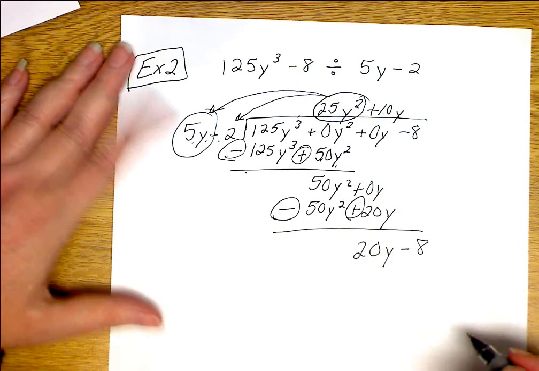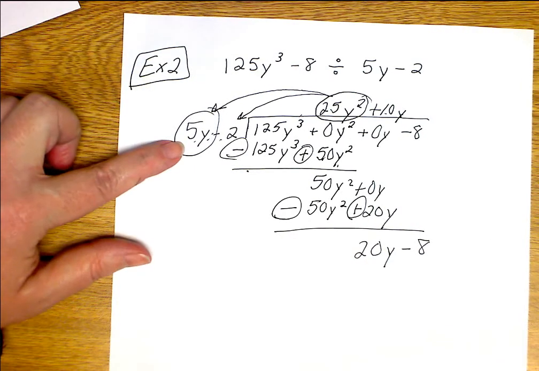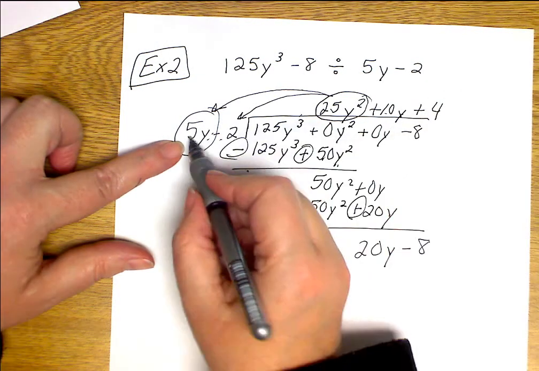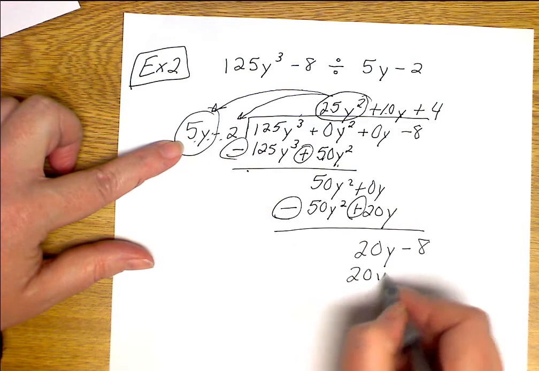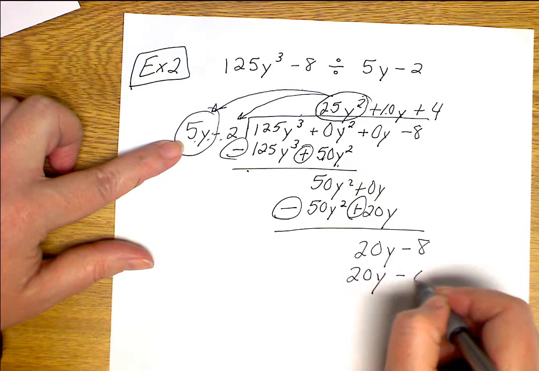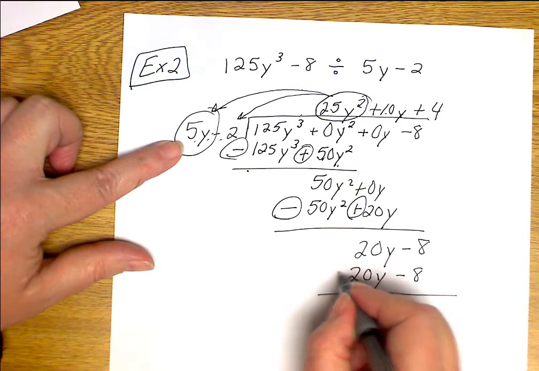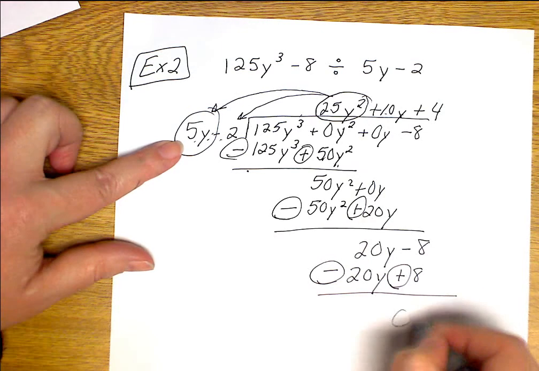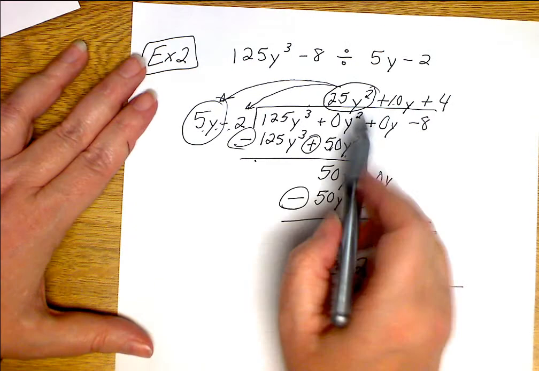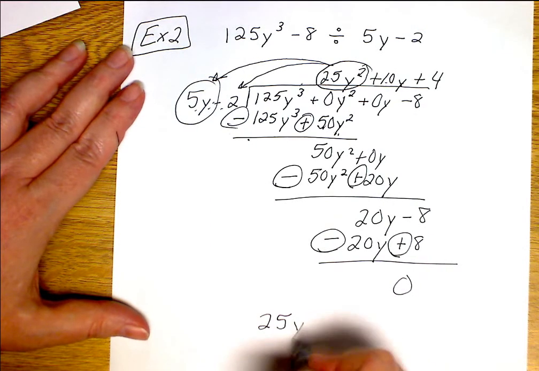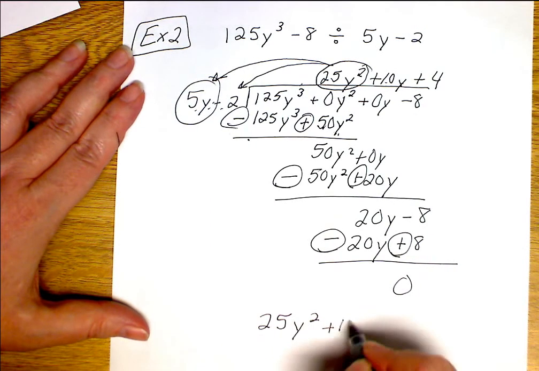Last one, guys. 5 times what gives me 20y? 4. So 4 times my 5y is 20y. 4 times negative 2 is negative 8. Change the signs. They cancel out. So our answer is this right there. So our answer, just so you guys know, is 25y squared plus 10y plus 4.